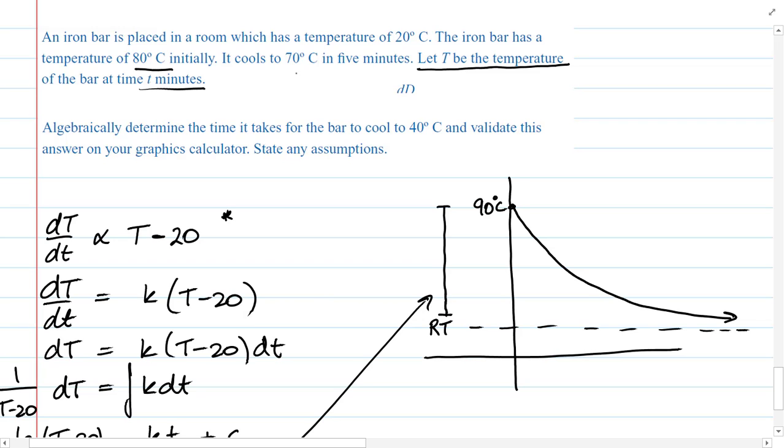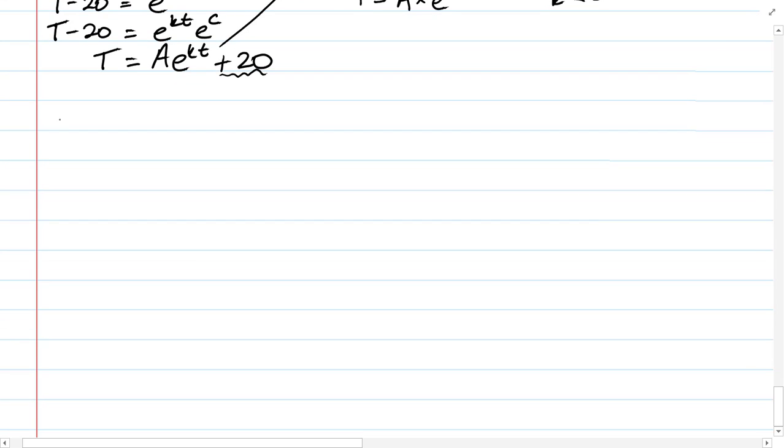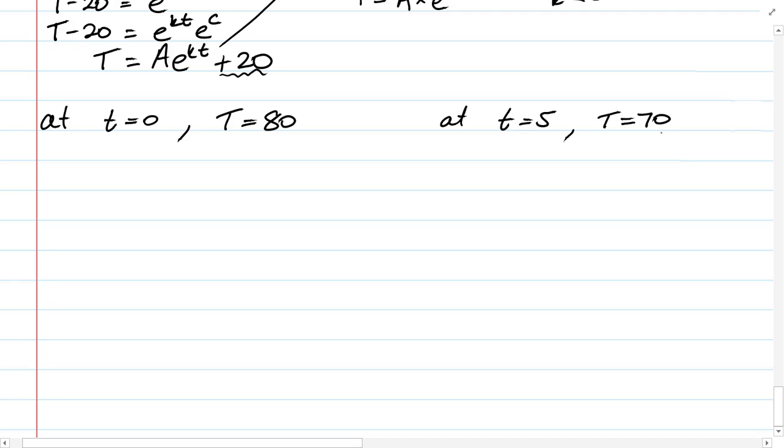and 70 degrees Celsius 5 minutes in. So I've got two pieces of information. At t equals 0, capital T equals 80. And at t equals 5, capital T equals 70. You should always have two pieces of information. The initial might sometimes be hidden, so just be aware of that. So now I change my capital T. Actually, you use t equals 0, and because it's initial, it's quite easy. I'm going to substitute that in.